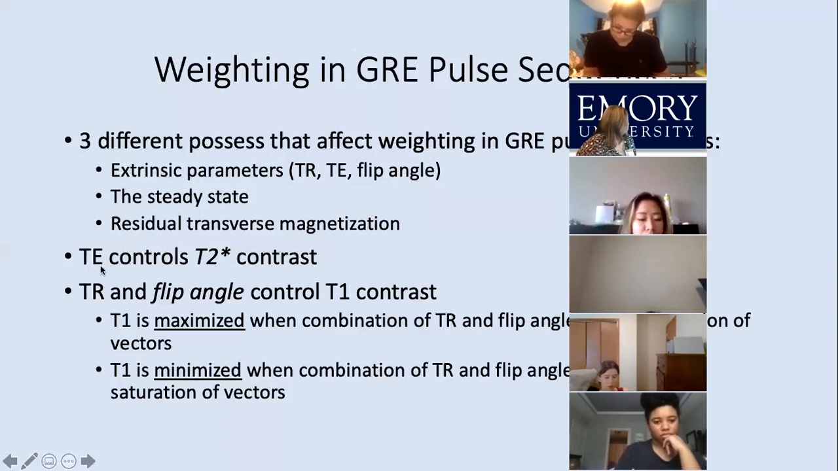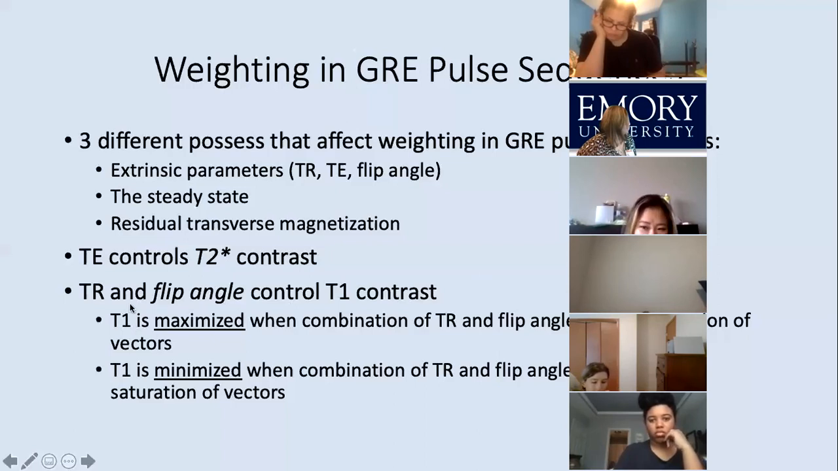So TE, just like in spin echo, is going to control our T2 contrast. But for gradient echo, just remember, you should always put the star next to it. TE controls T2* contrast. Your TR and your flip angle are going to control your T1 contrast. In the past, just your TR controlled T1 contrast, but now your TR and your flip angle are going to control T1 contrast.